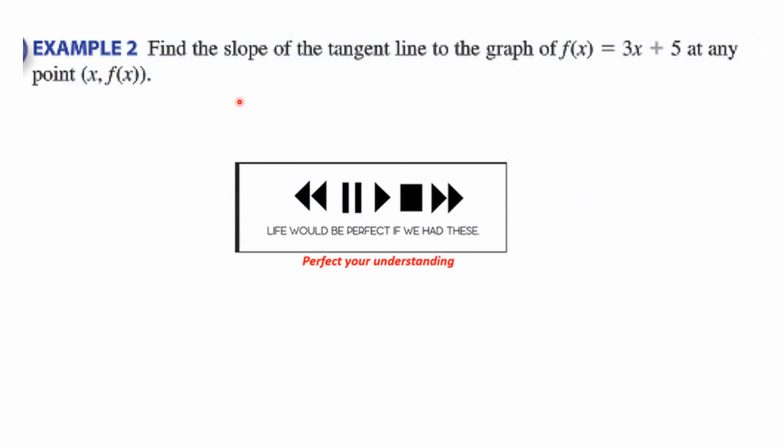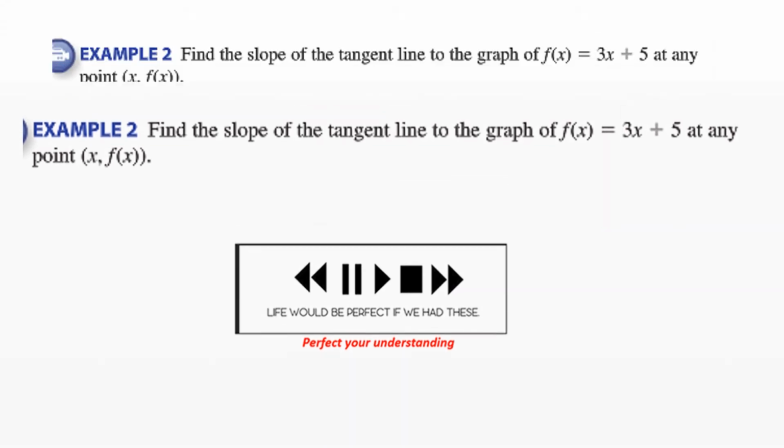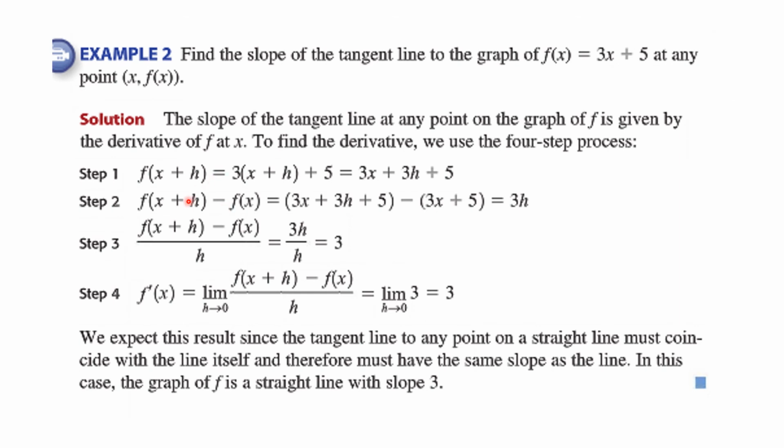So here is another problem. You find the slope of the tangent line to y equals f of x equal 3x plus 5 at any point. You know what to do. Let's see how you did. So we're going to use the four steps. So here's the first step.